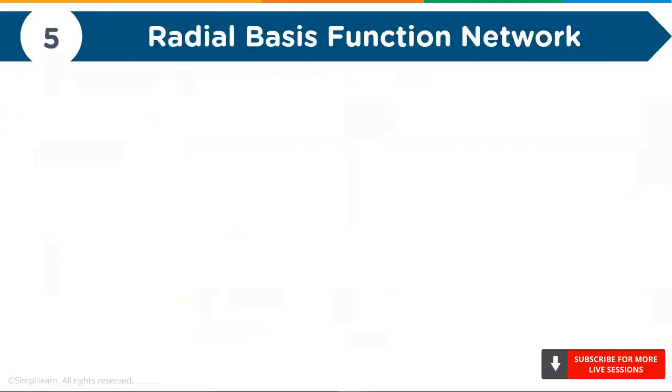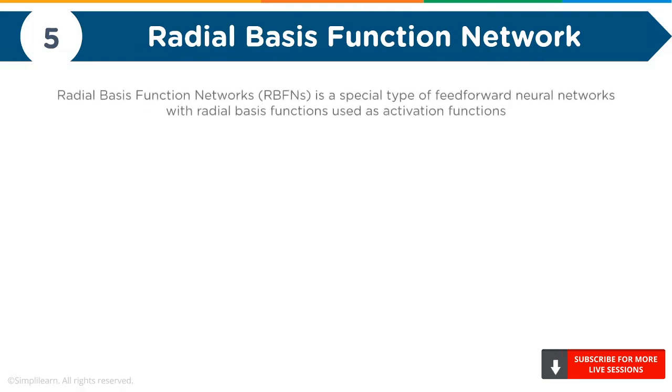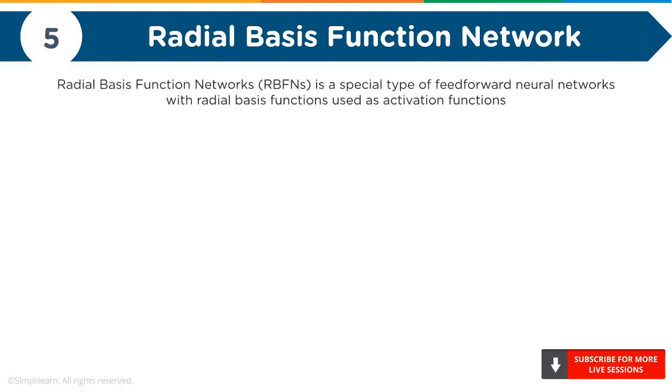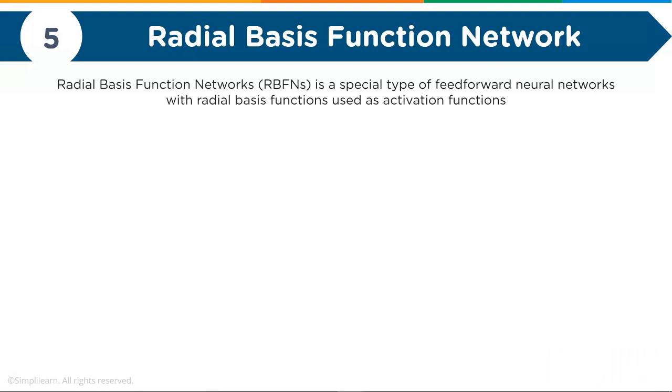Moving ahead, at number 5 we have radial basis function network. Radial basis function networks is a special type of feed-forward neural network with radial basis functions used as activation functions. It has an input layer, a hidden layer and an output layer. The neurons in the hidden layer contain the Gaussian transfer functions whose outputs are inversely proportional to the distance from the center of the neuron. The output of the network is a linear combination of radial basis functions of the inputs and neuron parameters.